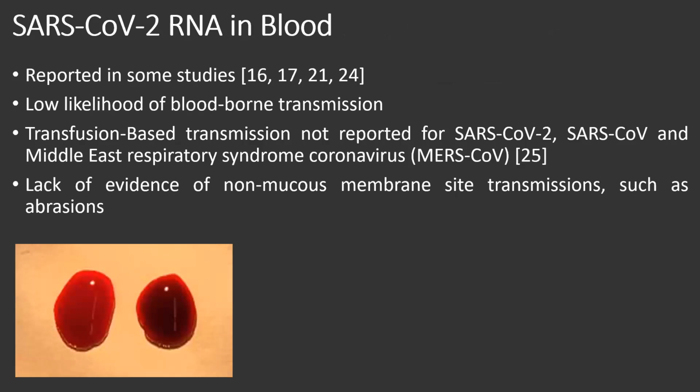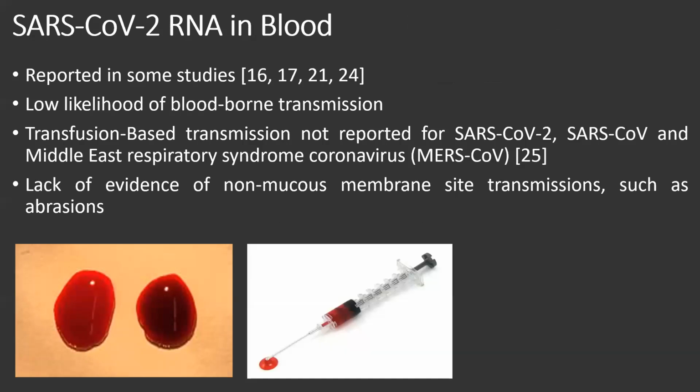So the finding of SARS-CoV-2 RNA in blood fluid has also been reported in some, but not all studies that have tested for it. However, the possibility of blood-borne transmission, such as through blood products or needle sticks, seems to be low, and respiratory viruses are in most cases not transmitted through the blood-borne route. And transfusion-transmitted infection has not been reported for SARS-CoV-2, SARS-CoV, or for the related Middle East Respiratory Syndrome coronavirus, MERS-CoV.